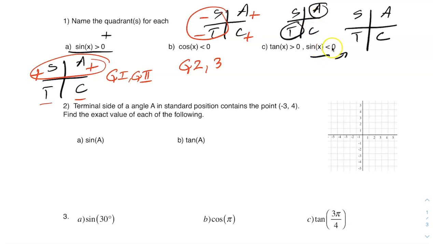Sine. It wants to know where sine is negative. Well, first let's talk about where sine is positive. Sine is positive at A and S and negative at T and C. So I want sine to be negative, so down here. And then what's the only thing I circle twice? That would be quadrant 3. Let's go back to Roman numerals.